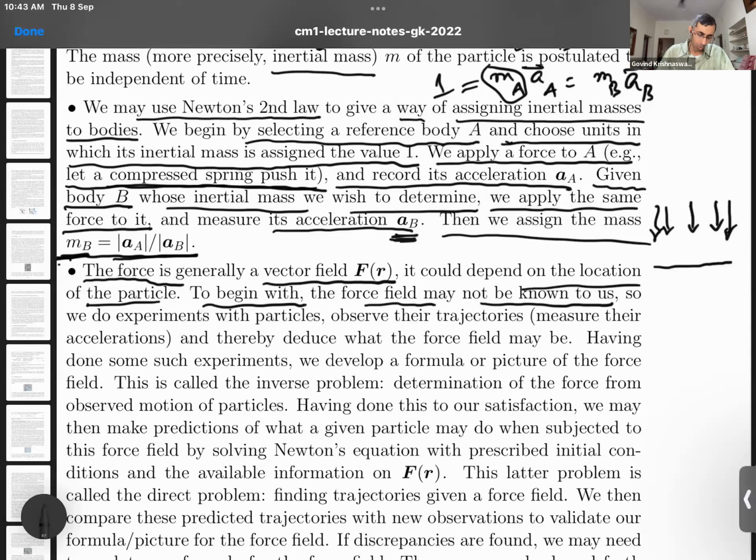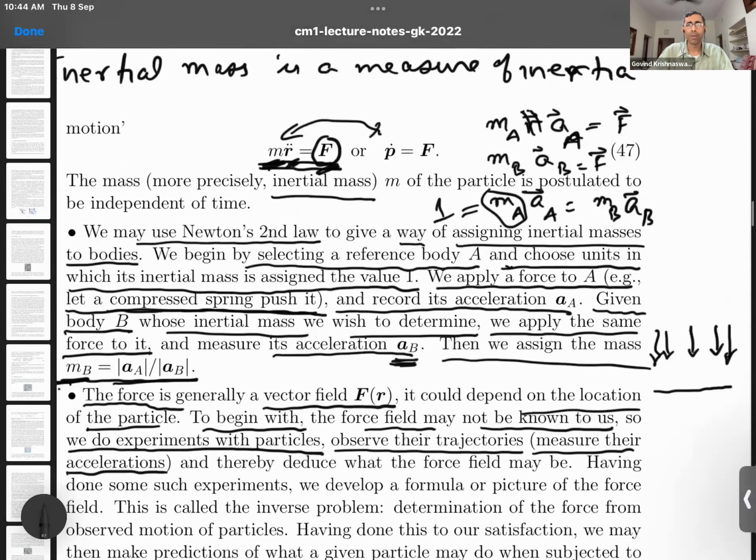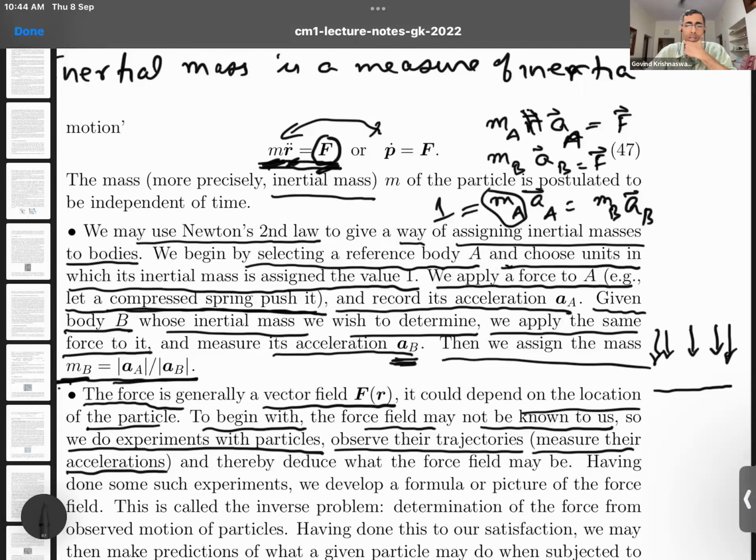So what we do is that we do experiments with particles above my table, observe their trajectories, namely measure their positions, compute their velocities, and thereby determine their accelerations. And then use Newton's second law to deduce what the force must have been at that location. So I hope you understand what is happening. I don't know the force, but I observe particles moving in different places. In each place, I find the acceleration, thereby determine what the force must have been. Having already assigned the inertial mass.